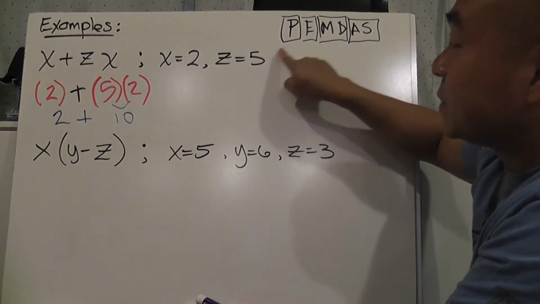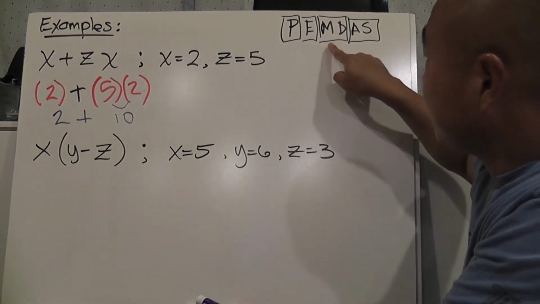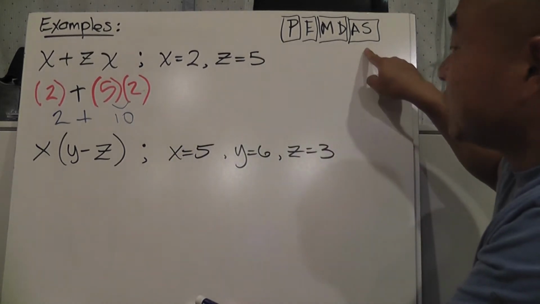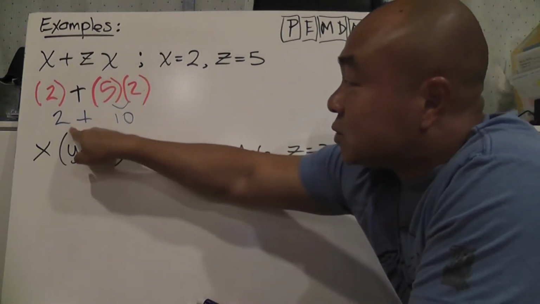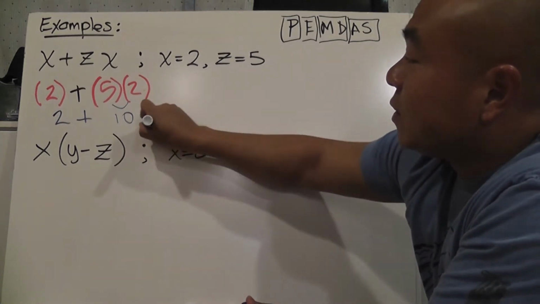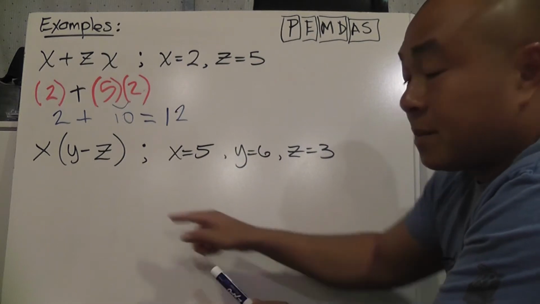So here we have parentheses. Exponents, we don't have that either. Multiplication and division, we're done with that. So now we're down to our addition and subtraction. Since we do see an addition, we're going to solve that. And since it's only one final operation, your answer comes out to be 12. Alright, let's take care of the next one.